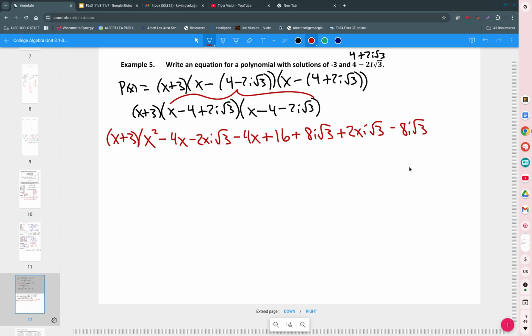And then this is where people probably make the mistake. 2i roots of 3 times negative 2i roots of 3. 2 times negative 2, negative 4. I times I, I squared. Root of 3 times the root of 3, root of 9, which is 3. Everybody see that? I squared is negative 1. So that will change the final answer to positive 12.